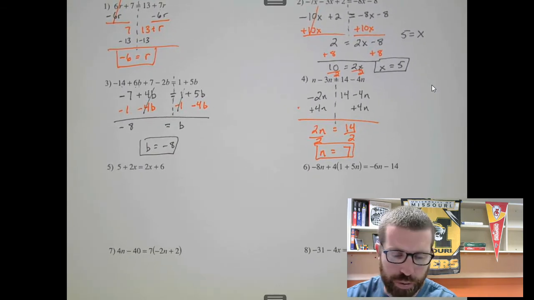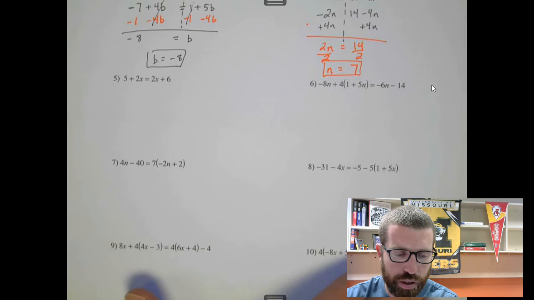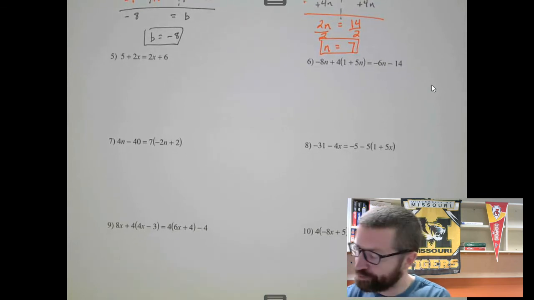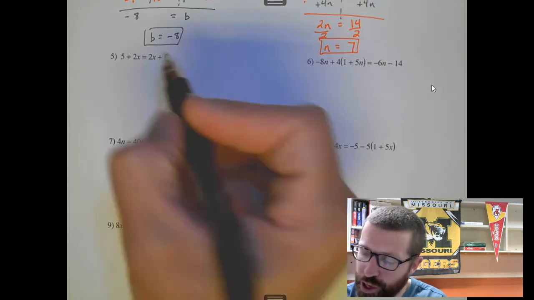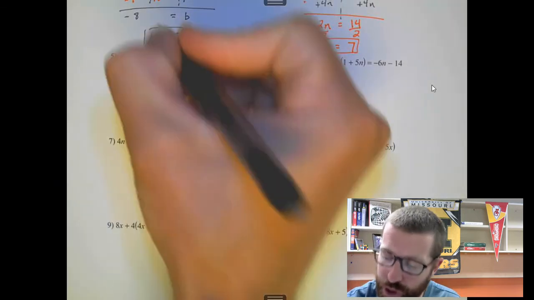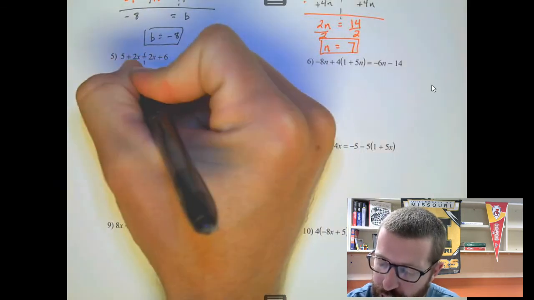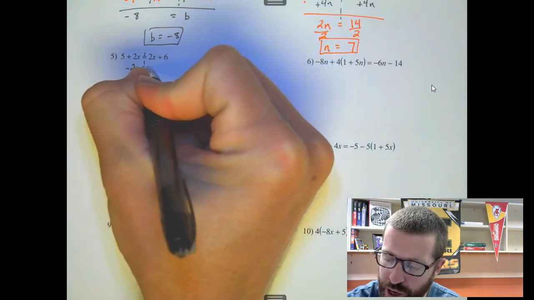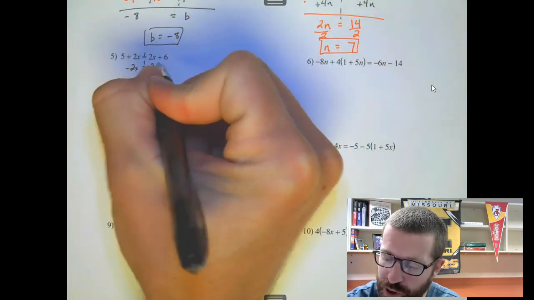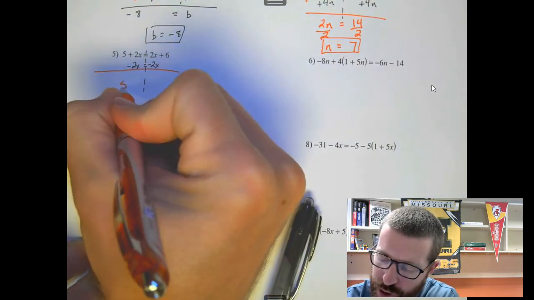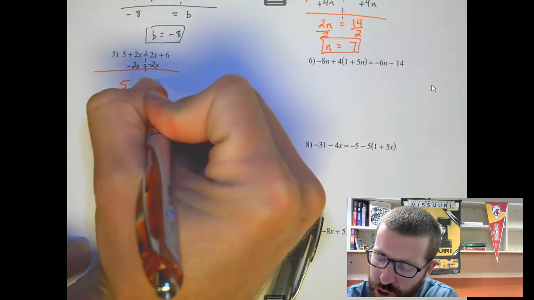Okay, let's slide this up a little bit. Look at the next couple. Okay, this one's kind of interesting. When we combine, you can see right away when I move the x's to one side, that's just going to go away. So -2x is equal to, subtract 2x from both sides. And so you get 5 is equal to 6.